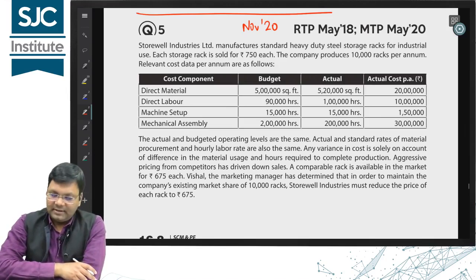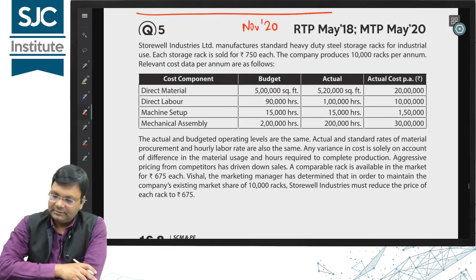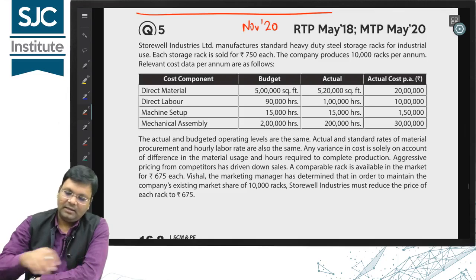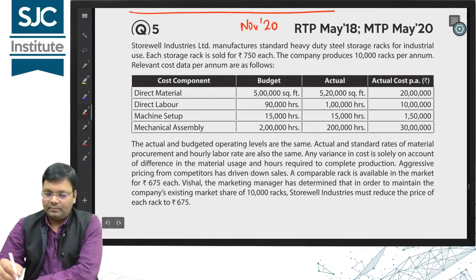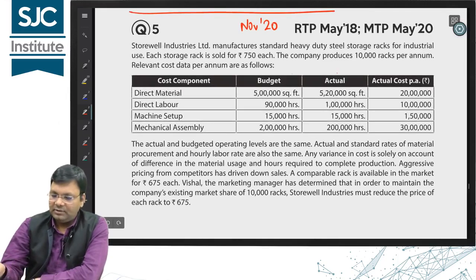Storewell Industries Limited manufactures standard heavy-duty steel storage racks for industrial use. Each rack is sold for $750 each. The company produces 10,000 racks per annum. Relevant cost data per annum are as follows. We have budget, actual, and then actual cost per annum. So by dividing actual cost by this actual, we will get the actual rate.